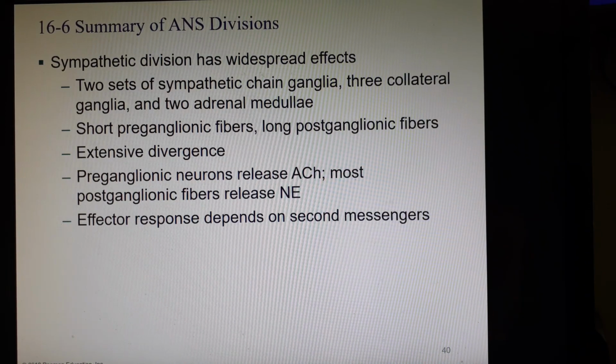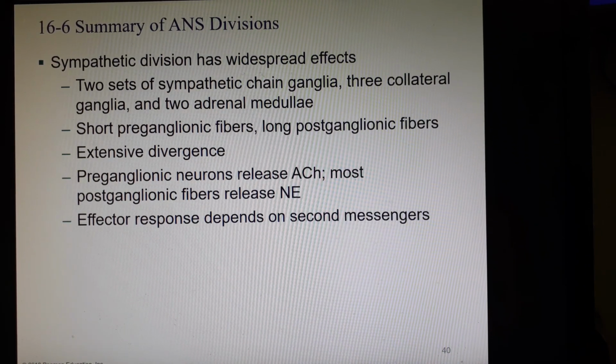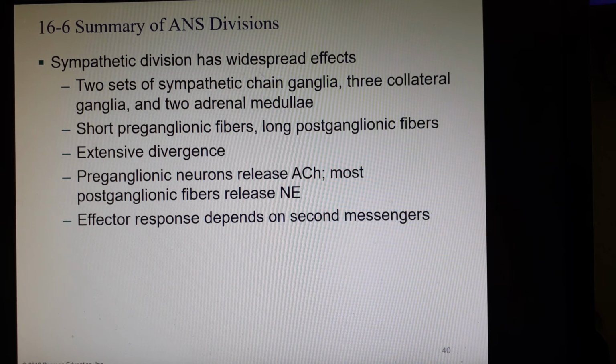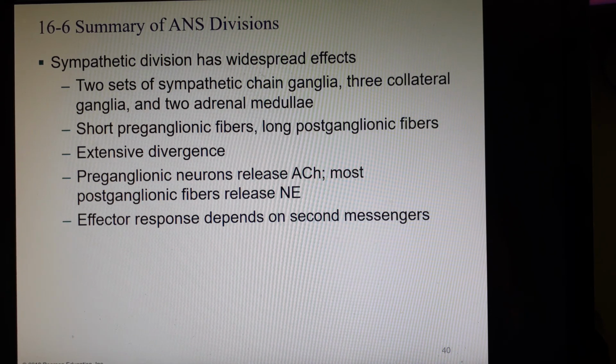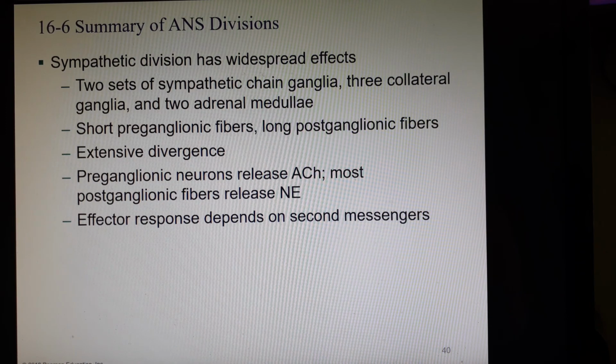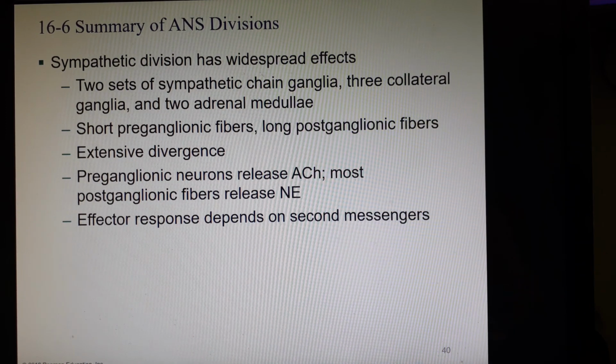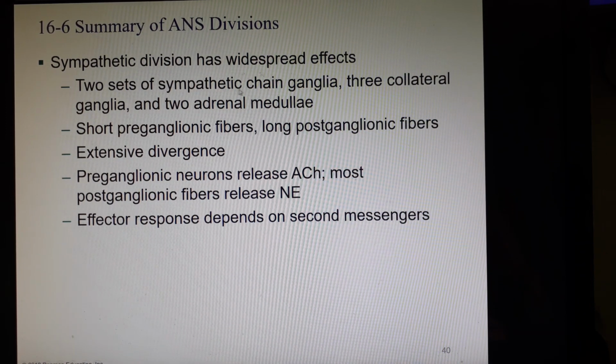So sympathetic division, remember our fight or flight, not parasympathetic, has widespread effects. It's emergency broadcast, all or nothing. The whole system responds. Parasympathetic, I can pick and choose and send individual signals to different organs through different pathways. The sympathetic division has two sets of sympathetic chain ganglia on the right and left of the vertebral column, three collateral ganglia in the abdomen, and two adrenal medulla.